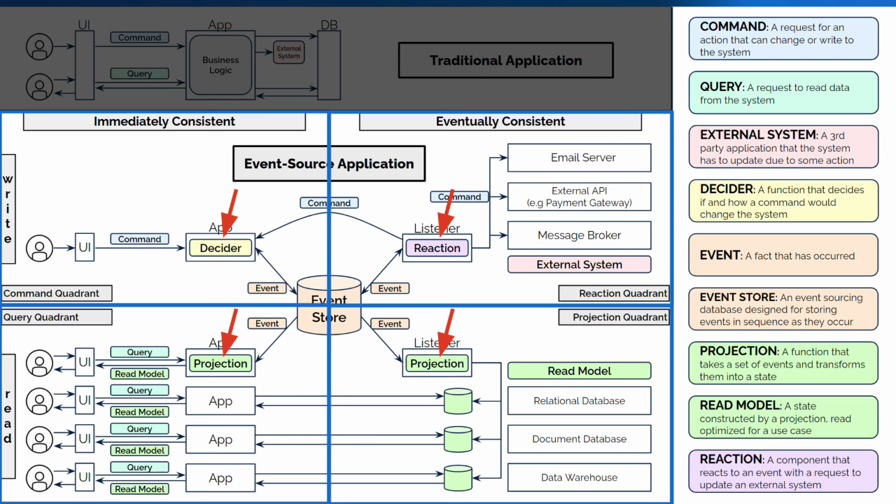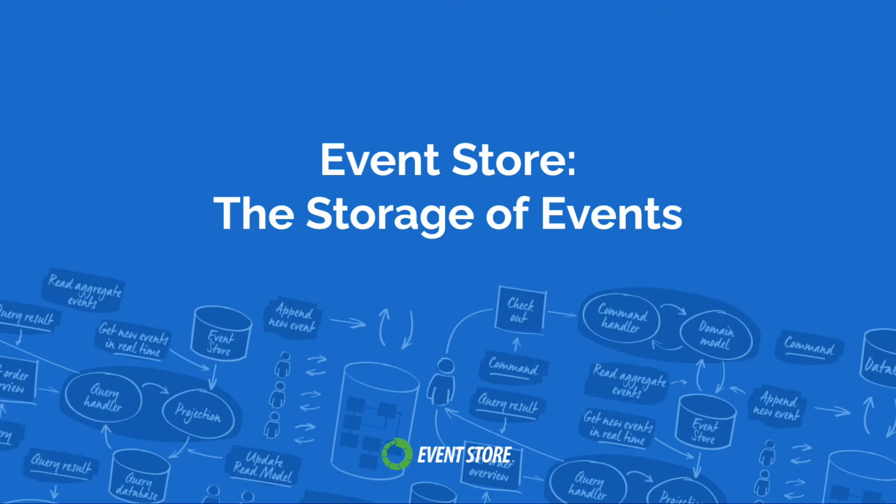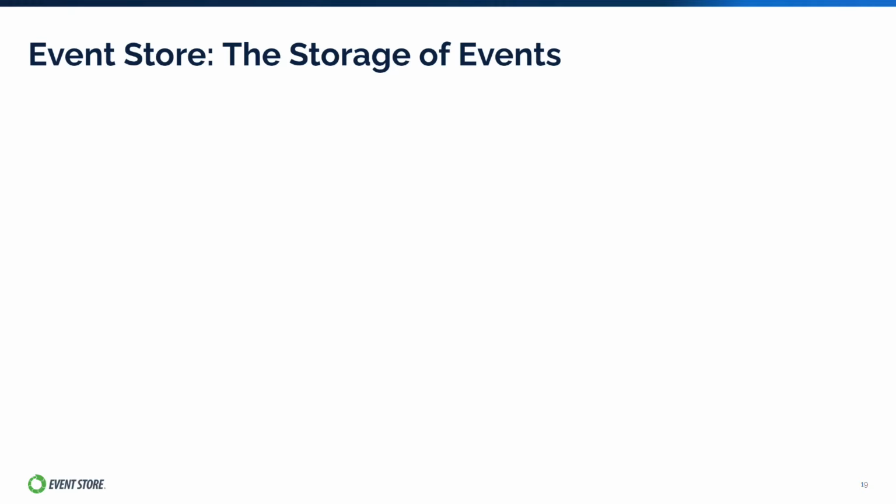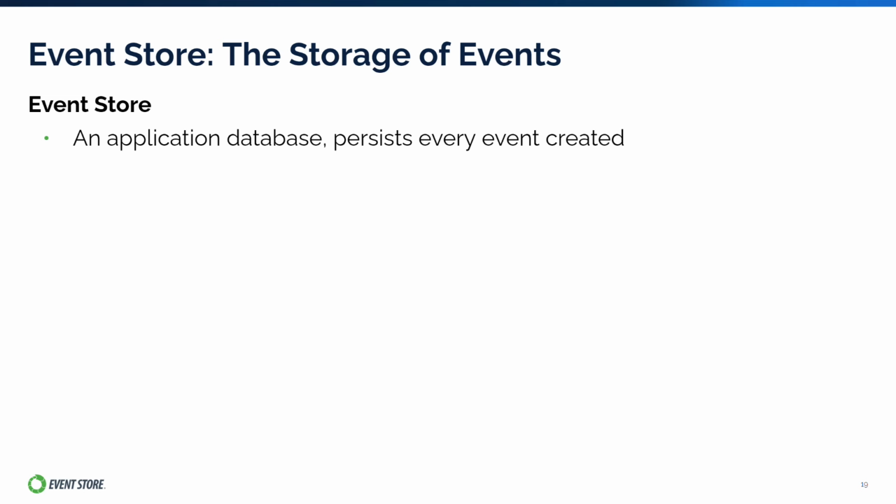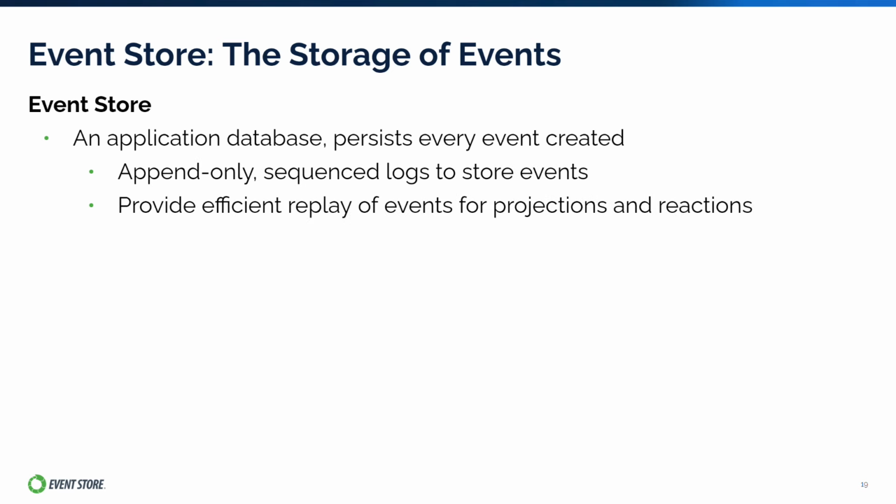After discussing these four quadrants, let's talk about the event store, the central component that communicates with all of them. At the heart of event sourcing lies the event store, an application database that persists every event created from the application's actions and decisions. An event store contains a set of append-only sequence logs to store events and provide efficient replay of events for projections and reactions.